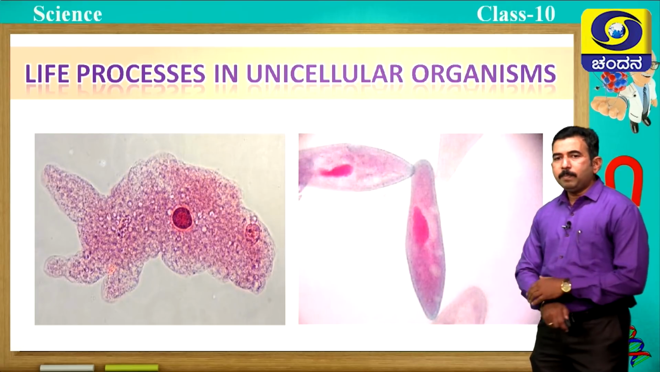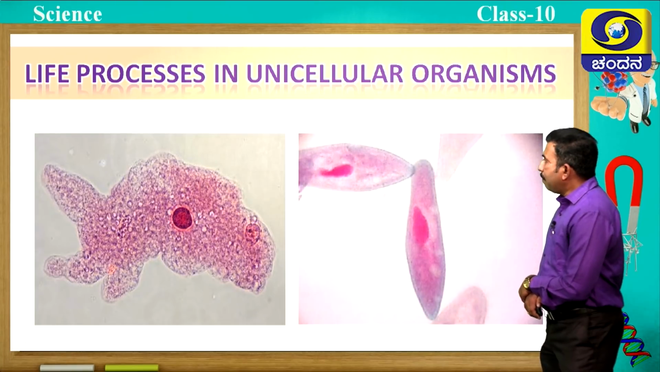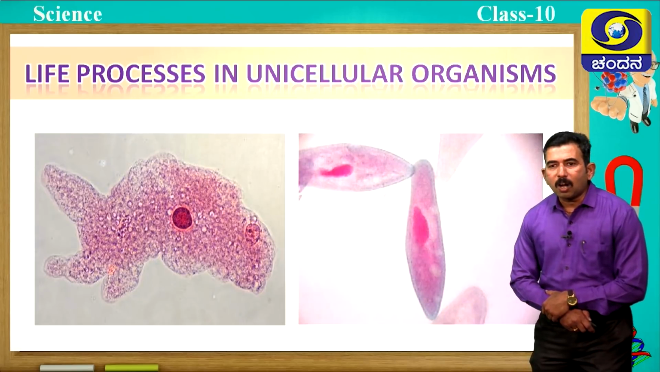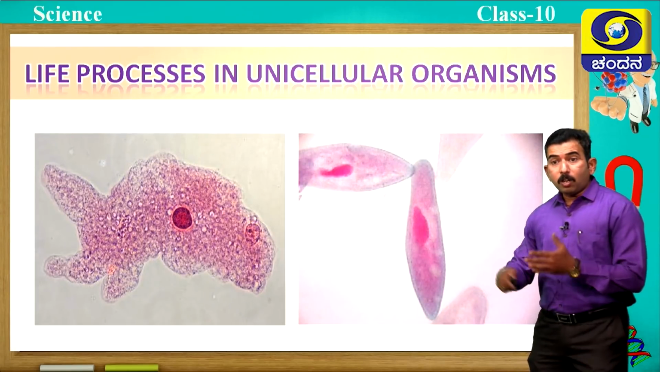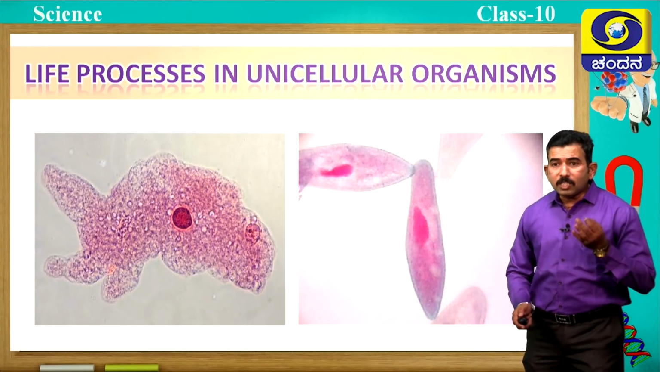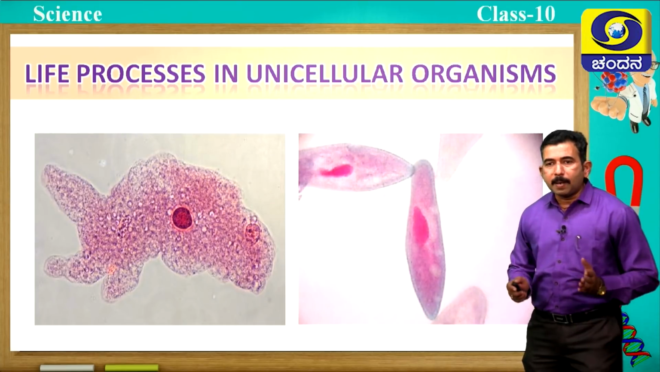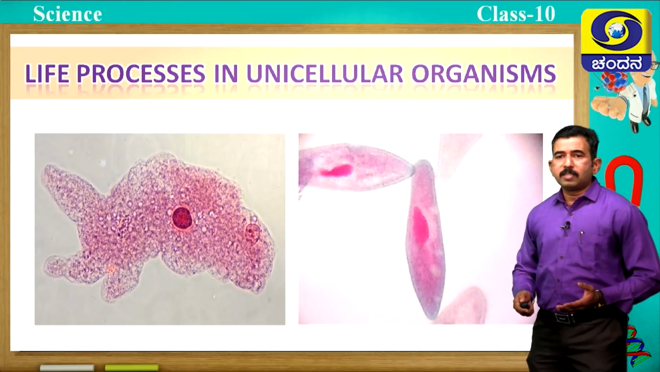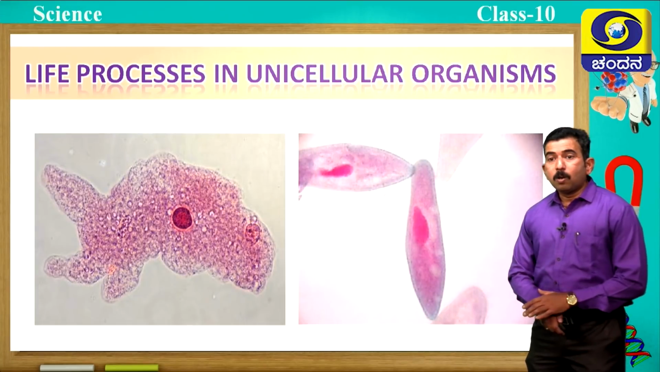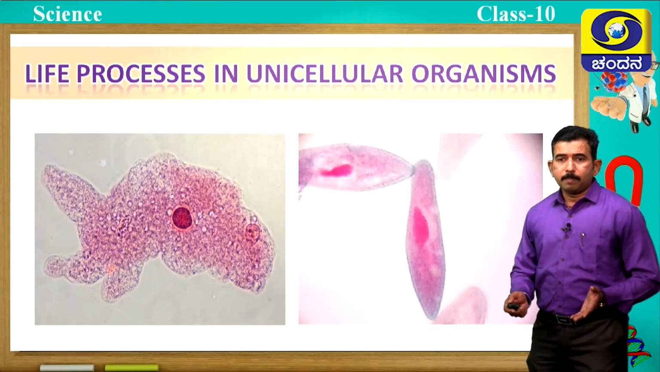Observe this picture. The first picture is the microscopic view of amoeba, and the second picture is paramecium. Both are unicellular organisms. Do all these life processes take place in unicellular organisms? Of course, yes. In unicellular organisms also, all these important life processes take place, and they take place with the help of simple diffusion, because the whole body of the organism is exposed to the environment.